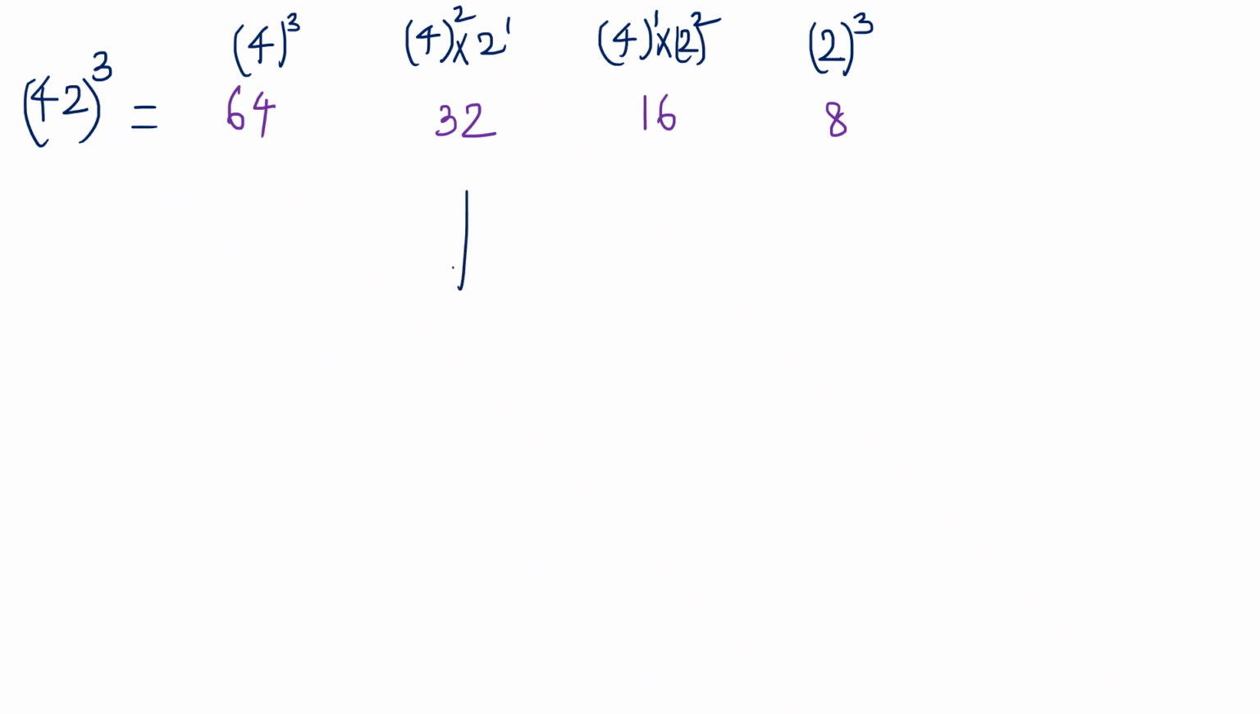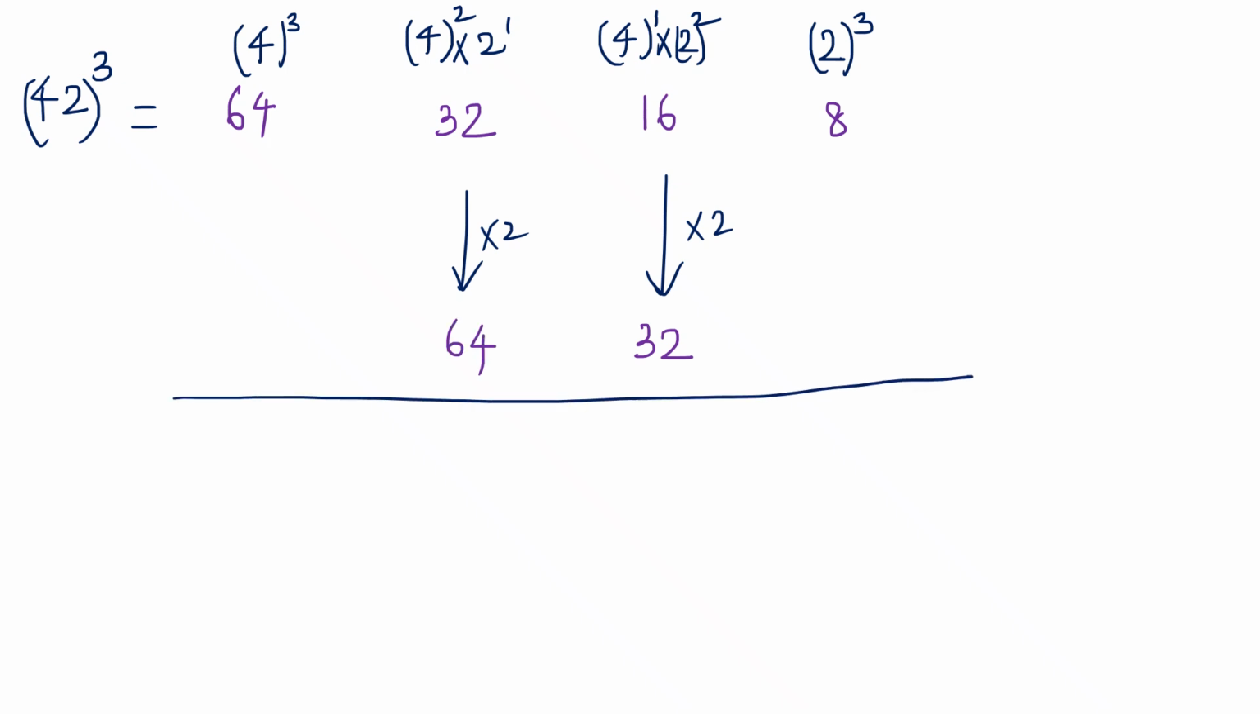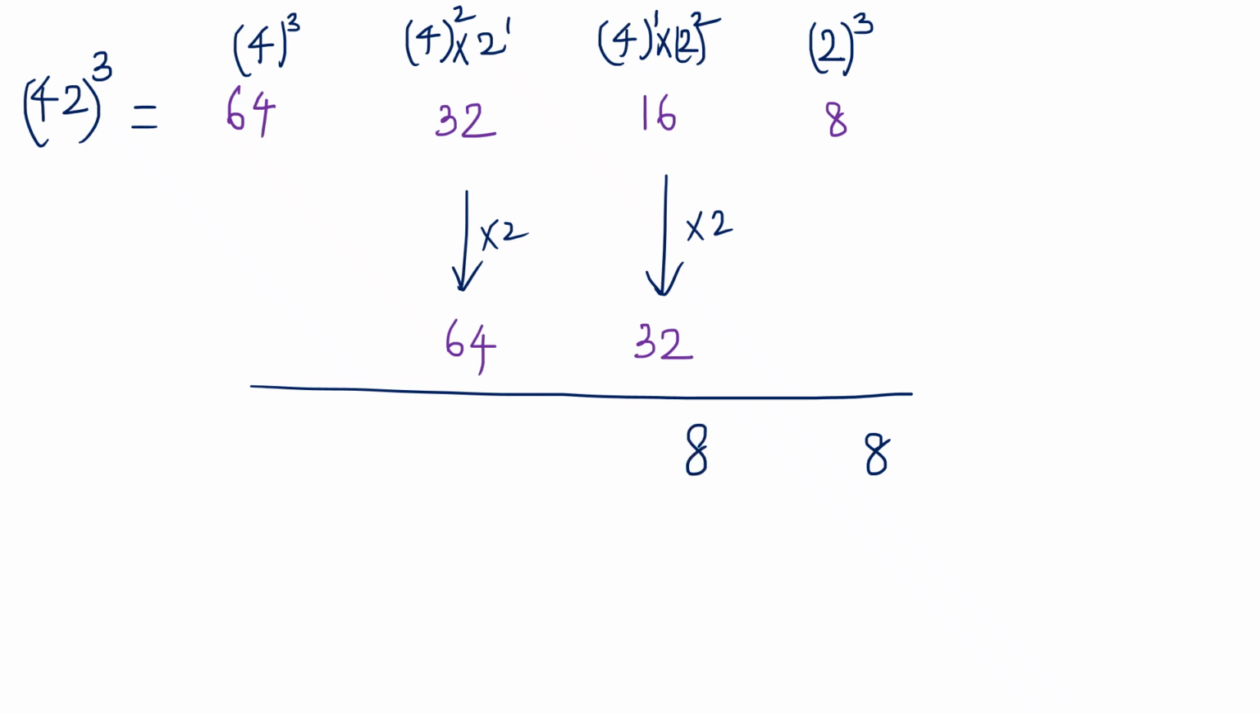Then you're going to double up the center numbers. When you double up the center numbers, 16 into 2, you'll get 32, and 32 into 2, you'll get 64. Okay, then now I will add up the values. I'll get 8, then 6, 7, 8, then I'll get this 4.